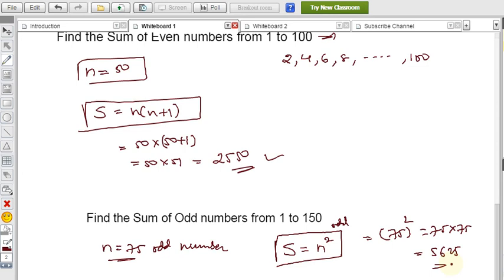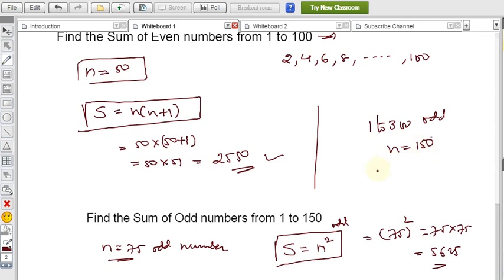So we need to check how many exactly odd numbers will come, how many even numbers will come. So for example, odd numbers between 1 to 300, N is equal to 150. This is 150. 1 to 300, N is equal to 150 odd numbers are there.